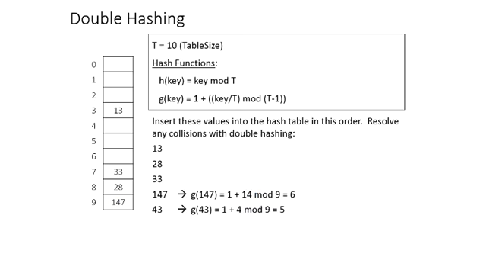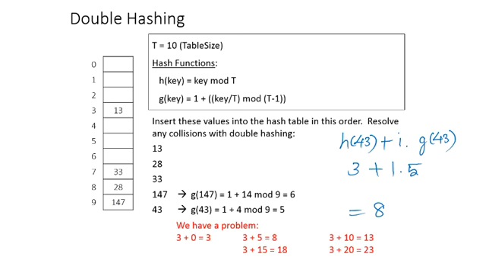So next thing is 43. H of 43 will be 3, plus i times g of 43. What is g of 43? 43 divided by 10 is 4, 4 mod 9 is 4, and 4 plus 1 is 5. So you will have 5 over here, which will be 8. Again a collision happens here, so we go for the next operation, which is 2 times 5, so 3 plus 10 is 13.